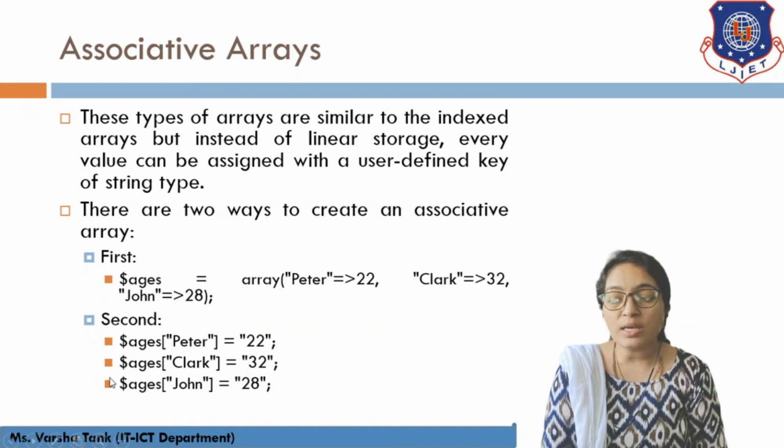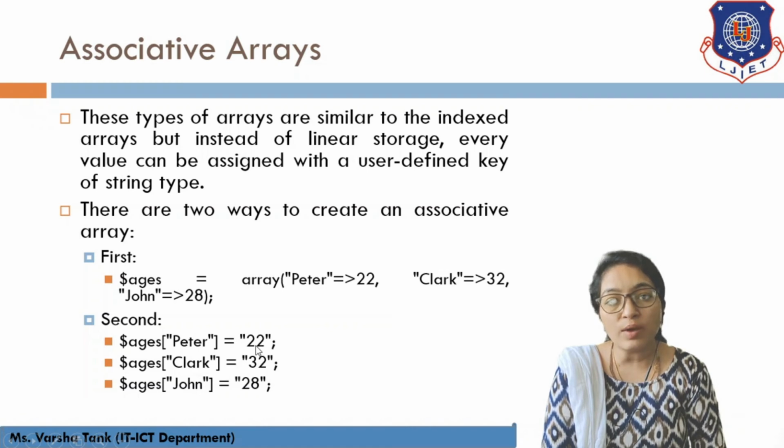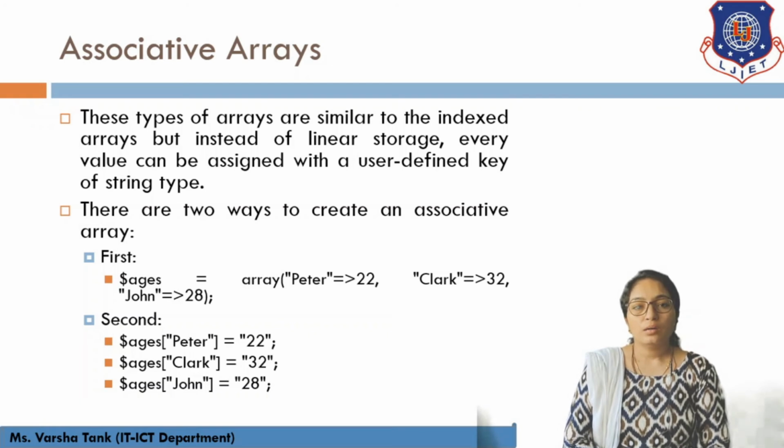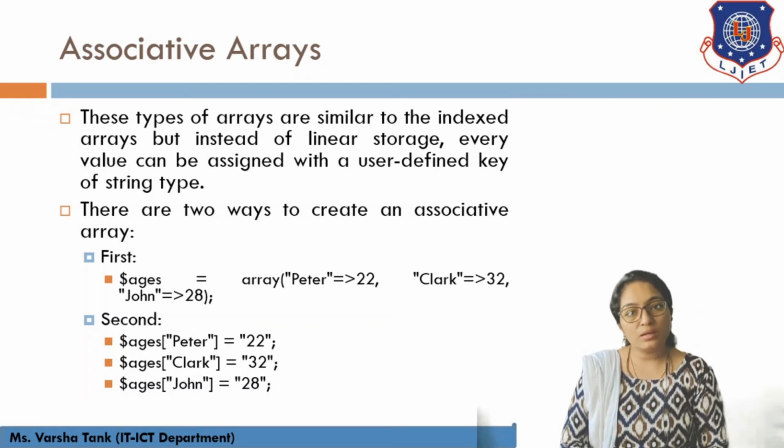And the next way is what? You can use $ages in brackets Peter is equal to 22. So here Peter is a key and 22 is a value for this ages. So that means we can consider it an index. Suppose 0, suppose 1, suppose 2. Okay. So like this way, this is an index, but it is not linear. It is any user defined key. Okay, now let's see how to create an associative array. So let's see.